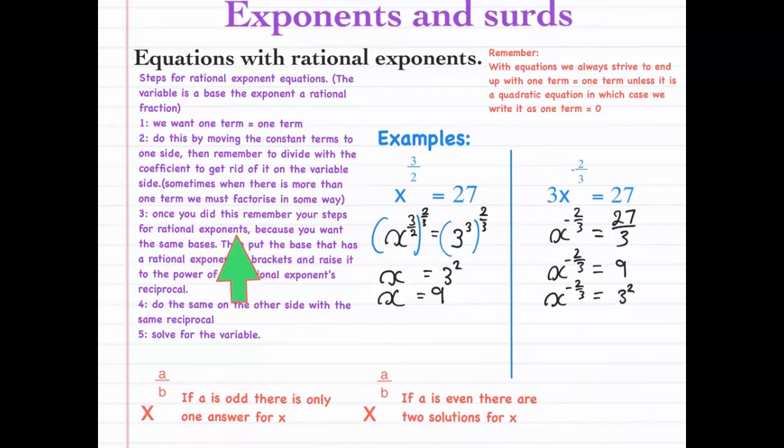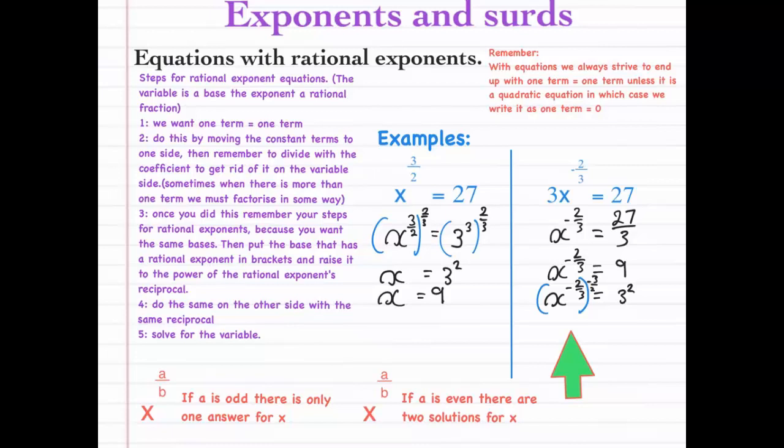Then step 3, so we keep on following the rational exponent laws, then put the base that has a rational exponent in brackets and raise it to the power of the rational exponent's reciprocal. Okay, this one has a rational exponent and we put it in brackets and we raise it to its reciprocal, which will be minus 3 over 2.